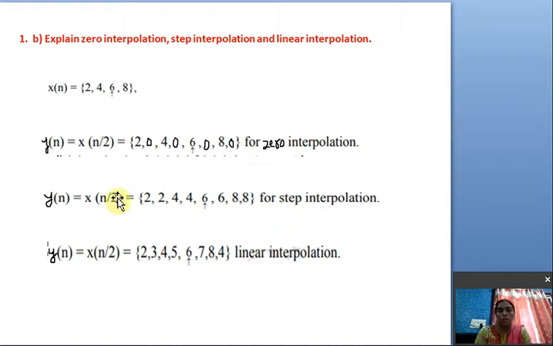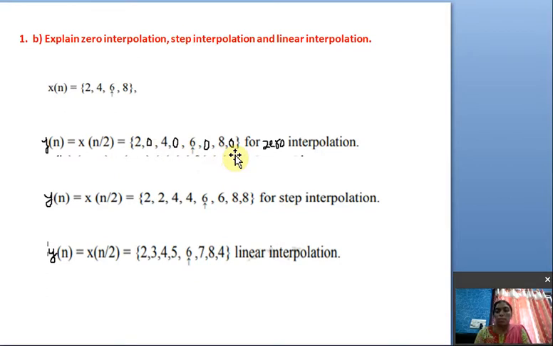If you want to find x of n by 2 using the zero interpolation technique, add zeros in between the samples. I minus 1 zeros: here I is 2, so 2 minus 1 means 1. Add one zero between the two successive samples: 2 comma 0 comma 4 comma 0 comma 6 comma 0 comma 8 comma 0. In this way you can increase the sampling rate.